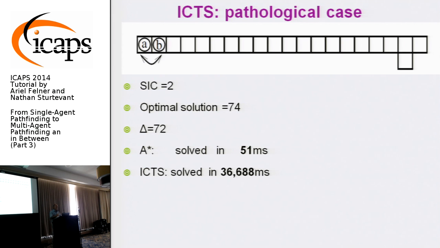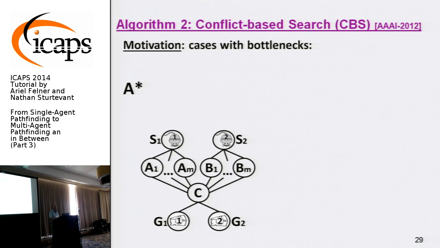A-star does this very fast, and the state space is not very large. All I have to do is all the combinations of placing 2 agents in this corridor, squared, that's all. But ICTS, because of this delta, keeps on generating all these questions, and you can see that what A-star solved in 51 milliseconds, ICTS needed a factor of 1,000 more time, just on this example. So there is no universal winner here. The third algorithm that I want to describe is called conflict-based search, also by Guni Sharon, and Nathan here was a co-author, and Ronnie Stern is also around in all these works.